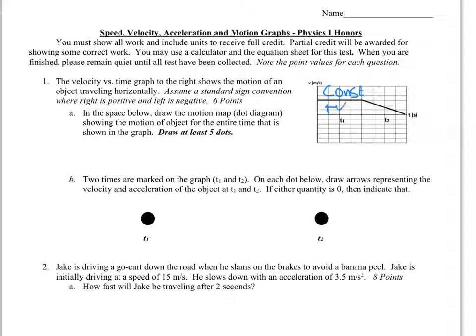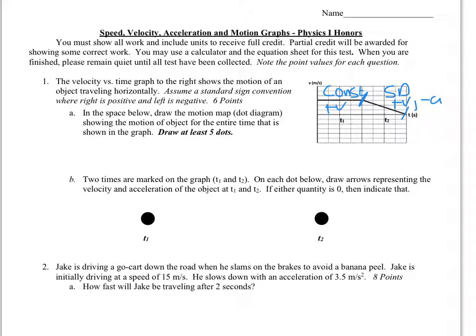So that's the first motion I see, and then the second motion we see is as that graph approaches the x-axis, it's slowing down, and so this is going to be a case of slowing down with a positive velocity and a negative acceleration.